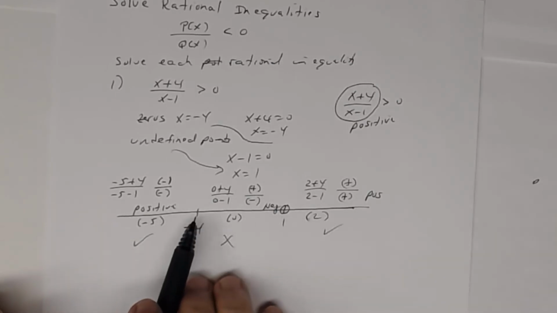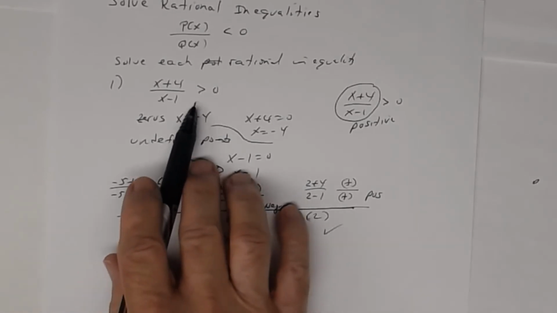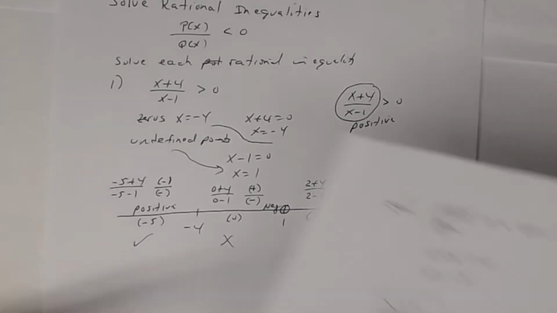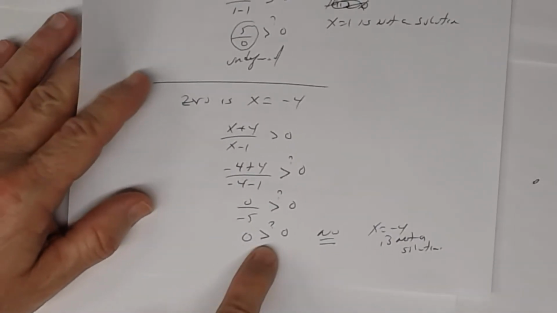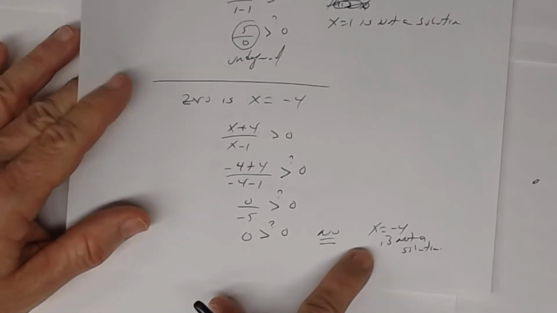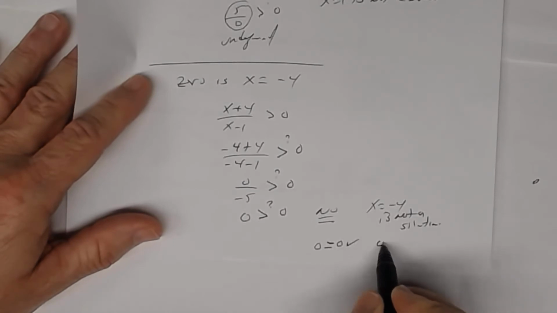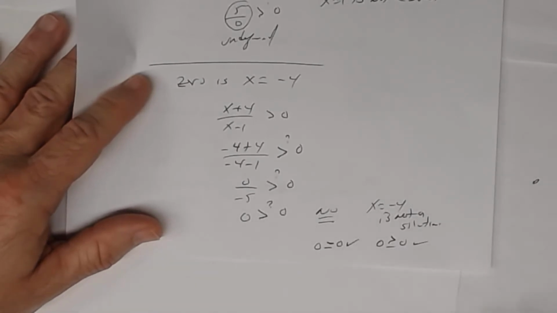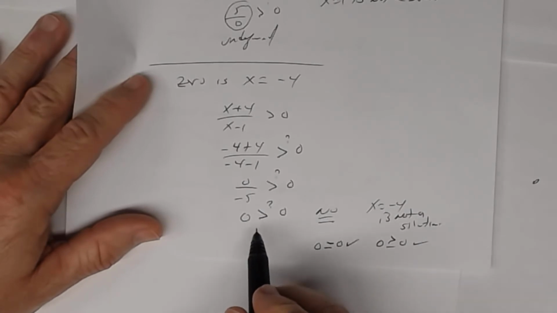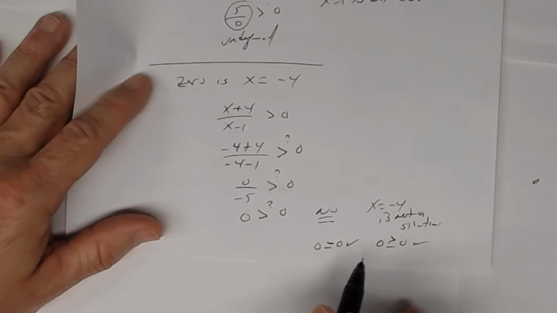Now, here's the quickest way to determine whether a 0 is going to be open or closed. Remember, open means it's not a solution. Closed means it is a solution. Is there an equal sign? Because remember, when I went here, I asked you, is 0 greater than 0? The answer is no. So x equal negative 4 is not a solution. Remember, 0 is equal to 0. That's true. Or 0 is greater than or equal to 0. That's also a true statement, right? So whenever there's no equal sign, then it's not a solution. If there is an equal sign, like you see here, then it is a solution.